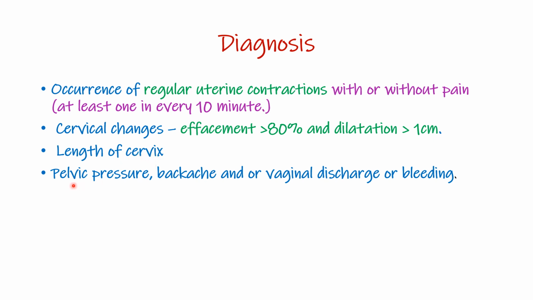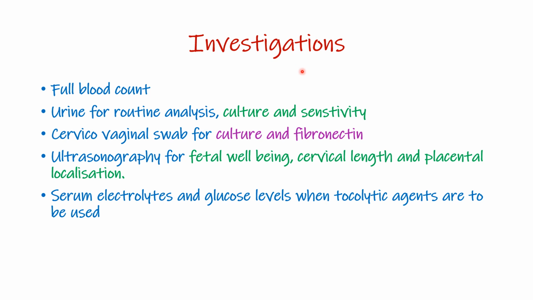So the patient will also come in with symptoms such as pelvic pressure, backache, vaginal discharge, or bleeding, which could be as a result of the show. For investigation, you always do a full blood count, urine routine analysis, culture and sensitivities, cervical vaginal swab for culture and fibronectin, ultrasonography for fetal well-being, cervical length and placental localization, and serum electrolytes and glucose levels when tocolytic agents are being used. One of the management options is tocolytic agents, and you have to take serum electrolytes and glucose levels before administering them.